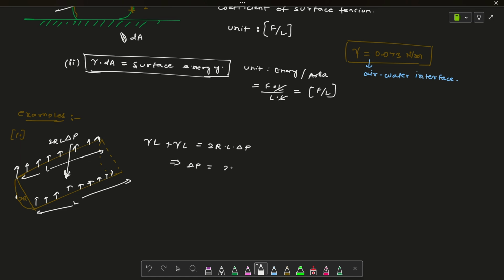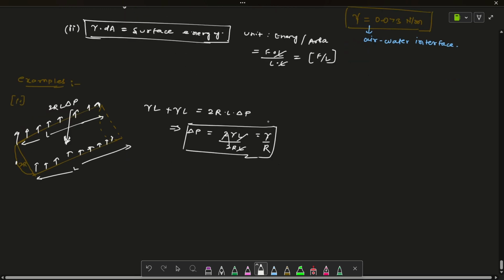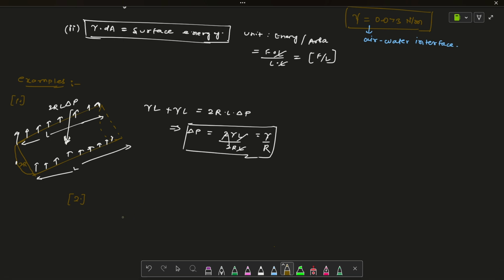Now we will calculate delta P. The pressure difference is 2 gamma L divided by 2r L, which is equal to gamma by r. So this would be the case in the cylinder. Just remember that this could be very useful if you are going to solve objective questions and such things.